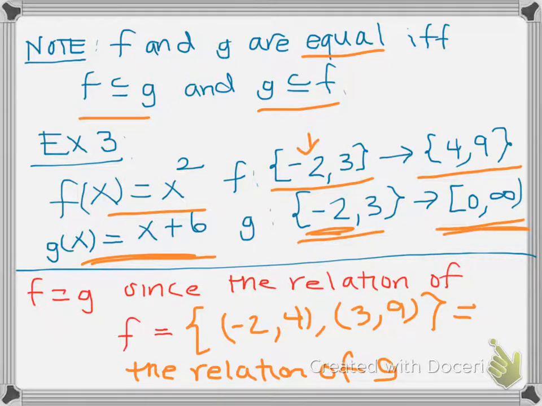So it doesn't matter that their codomains are different. What matters is if the domain and range are the same, which they are. And so therefore f and g are equal. So I think I'll stop this video now and conclude with the second video.